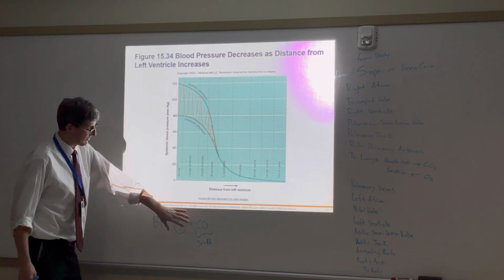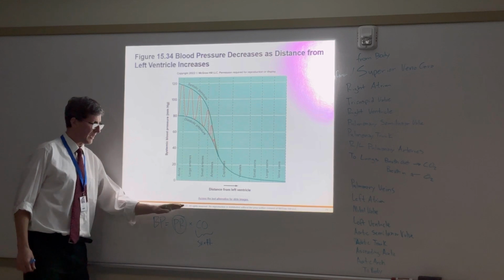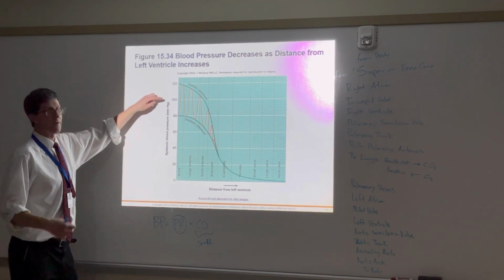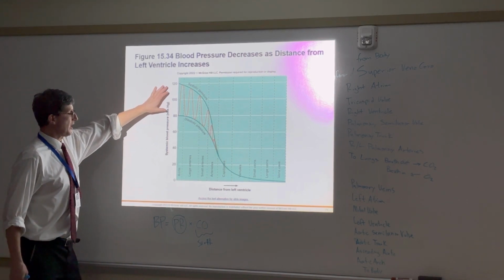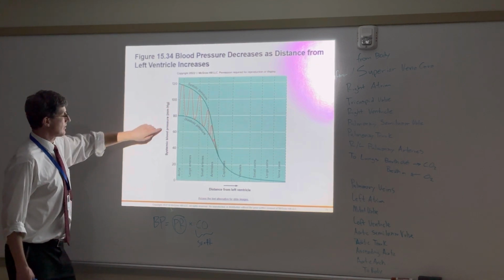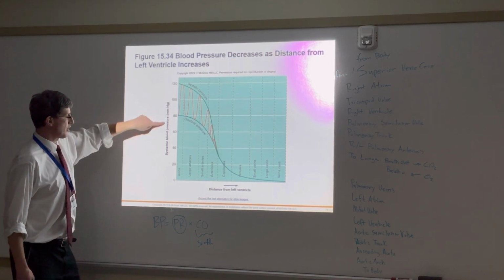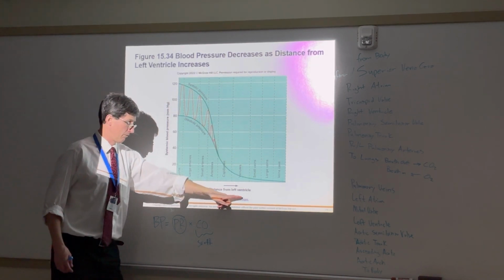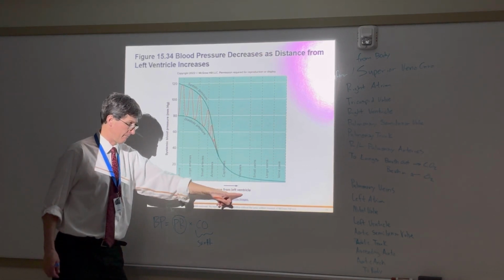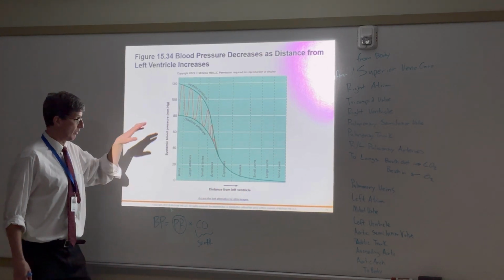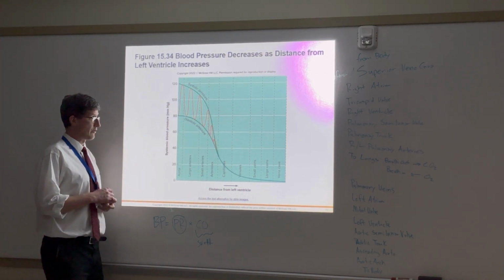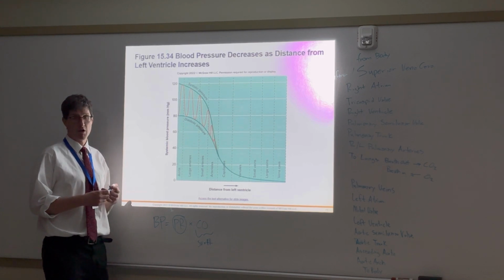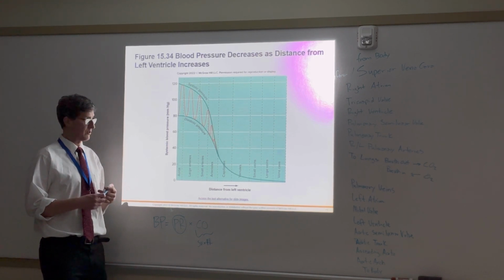So we talk about this. When the heart beats, it's pushing blood away from the heart. And in this picture here, what you notice is this is a graph that shows blood pressure on this axis, and this x-axis shows distance from the heart. So what's the general trend as you get further from the heart? What happens to the blood pressure? It goes down.